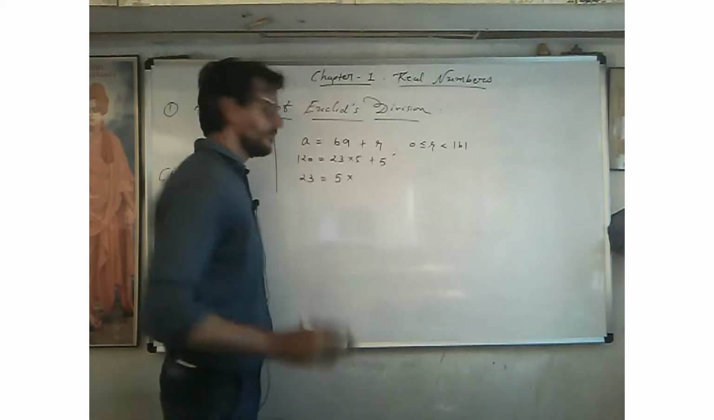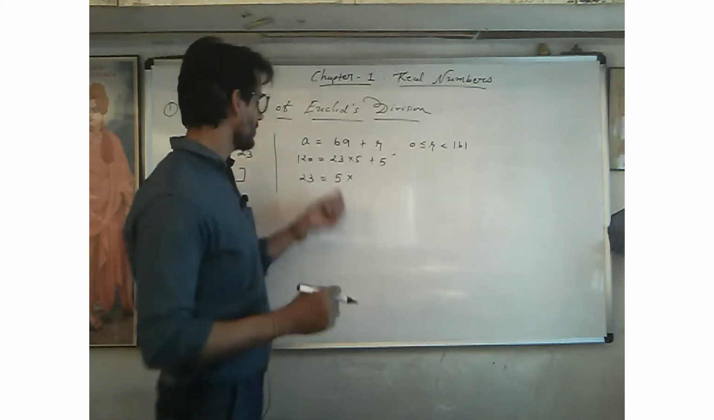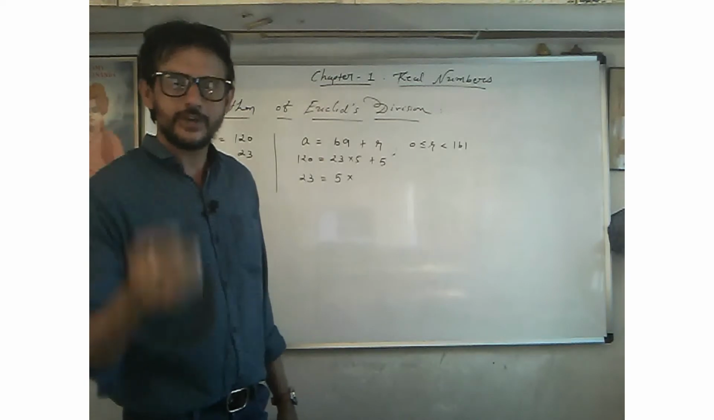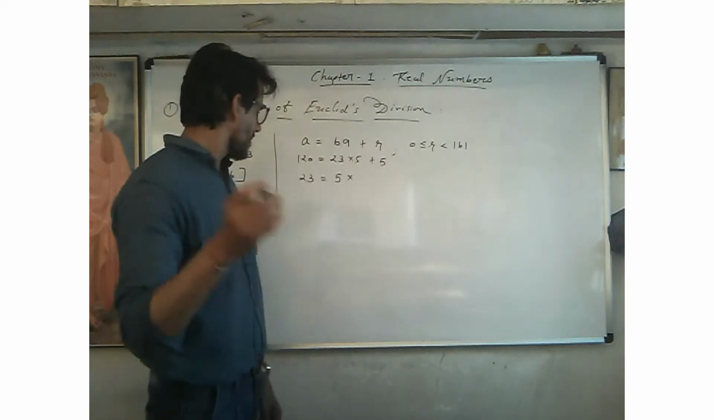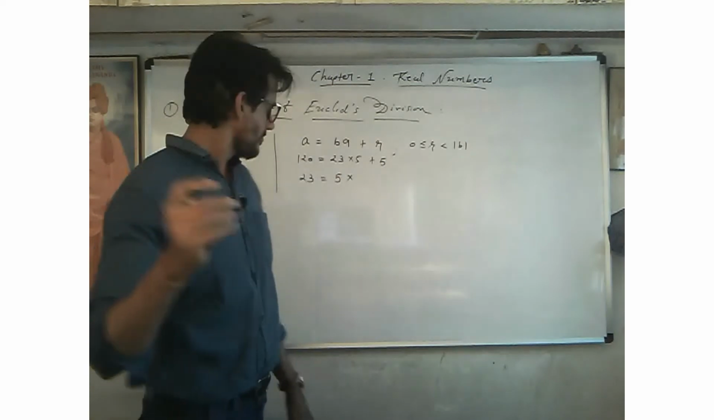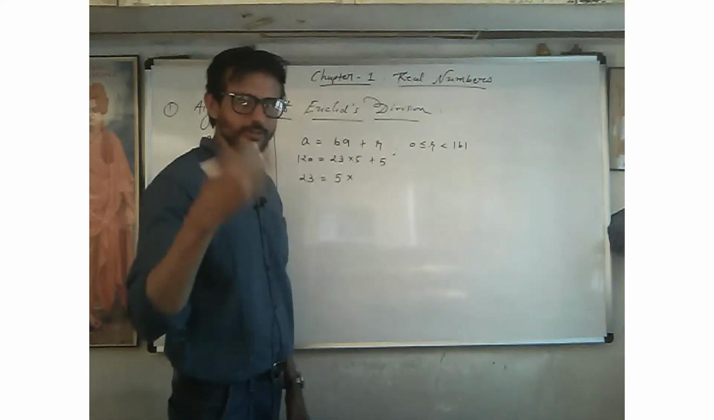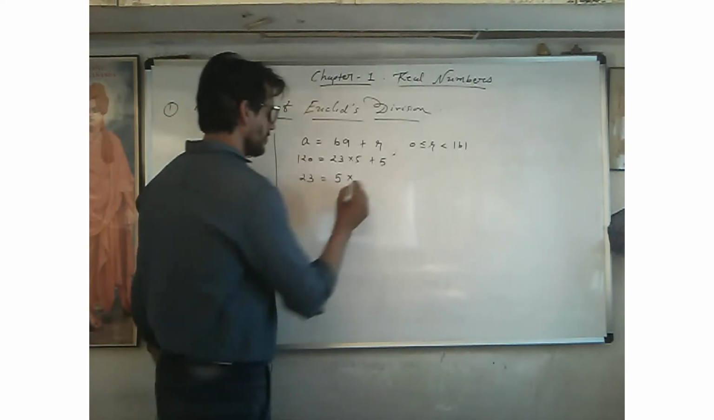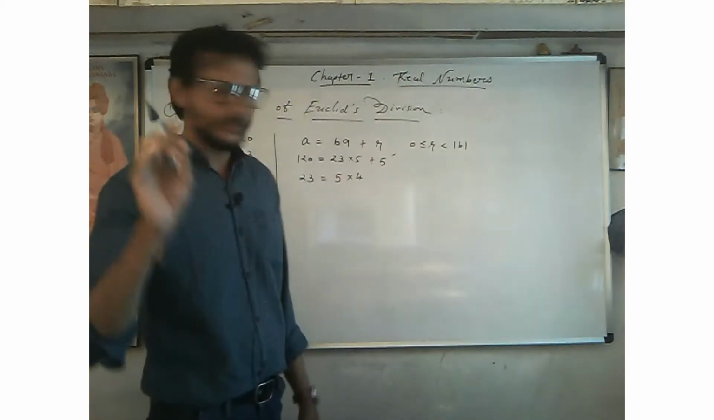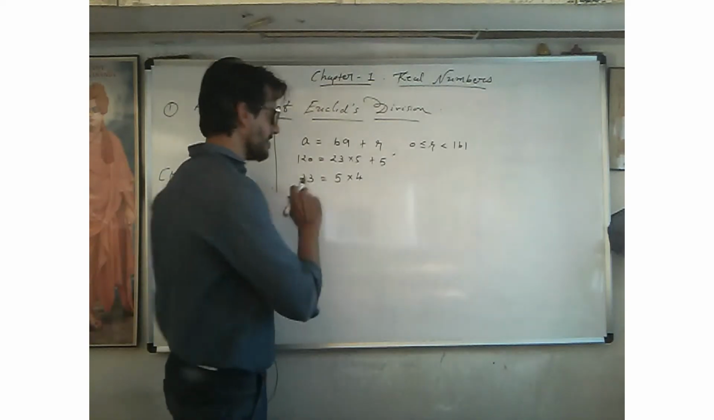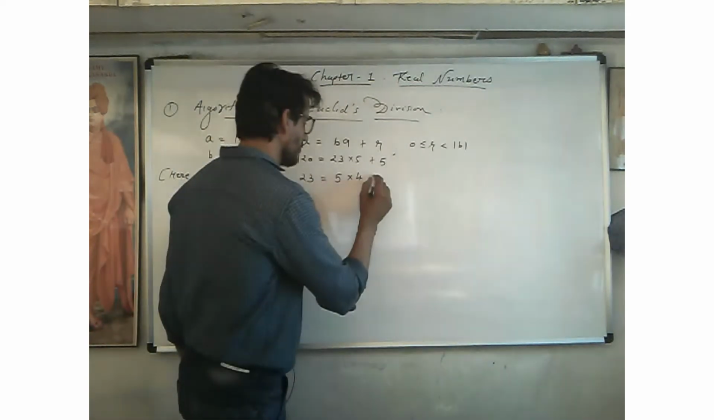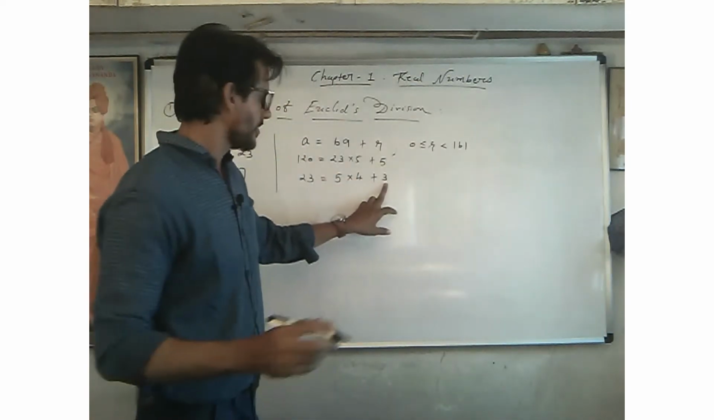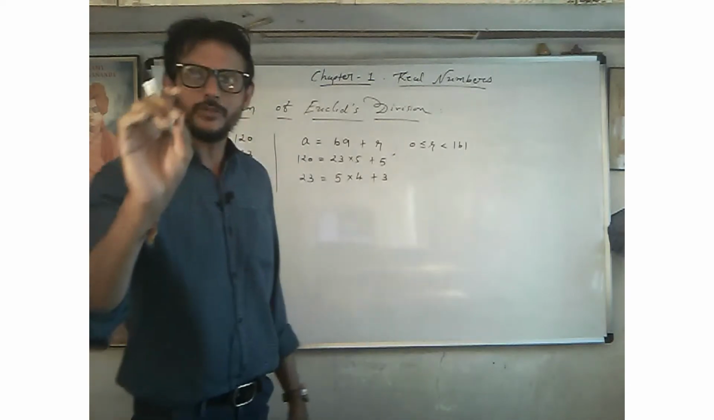Now, recall your table of 5. 5 1 is 5, 5 2 is 10, 5 3 is 15, 5 4 is 20, and 5 5 is 25. 25 is greater than 23. So 5 4 is 20. Okay? So 23 minus 20 is equal to 3. The remainder will be 3 here. Okay? Carry on until you get remainder 0.